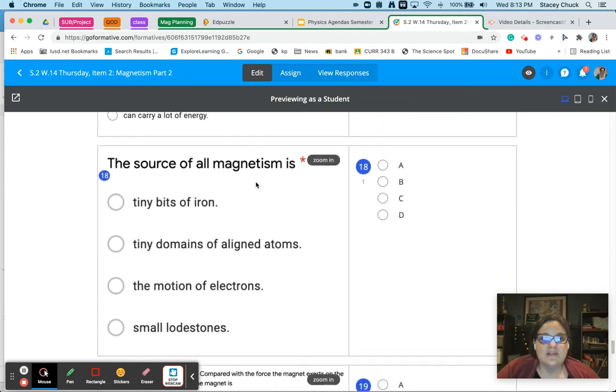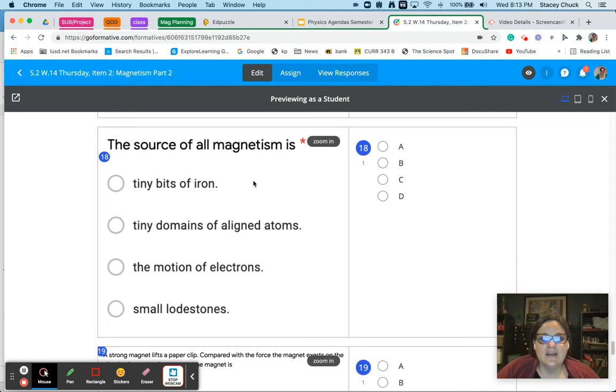The source of all magnetism is, now this is a little tricky, tiny bits of iron. That sounds right. Sometimes there are tiny bits of iron that cause magnetism. That's true. Tiny domains of aligned atoms. Yes, there are domains of aligned atoms that create magnetism. You remember this one from our last lecture, small lodestones. Those are just rocks that they found in Greece 2,000 years ago that were magnetic and attracted iron objects. So they were magnets. But the source of all magnetism is at the atomic level.